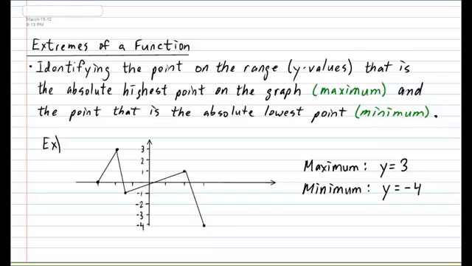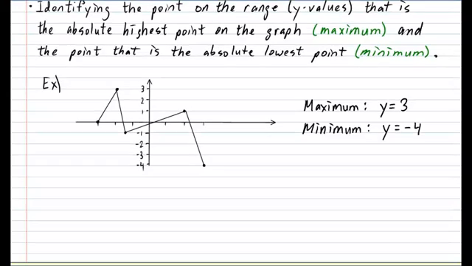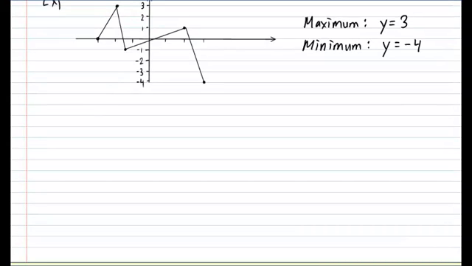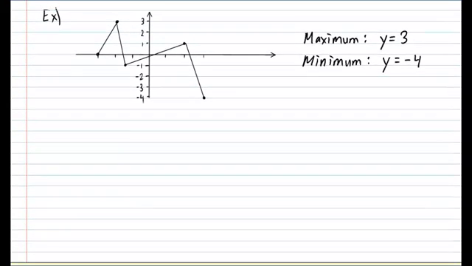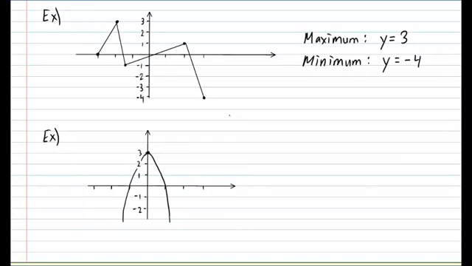Now let's take a look at another example where one of them, either the minimum or the maximum, might exist, but the other one might not. So, please put down example. I would like you to take a moment to draw the following graph. Go ahead, pause the video, and draw it now. Alright, let's take a look at this particular parabola. Now, let's first try identifying our maximum. So on the right hand side, please put maximum.